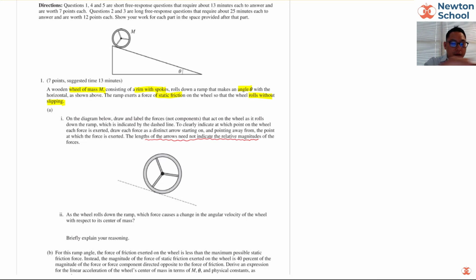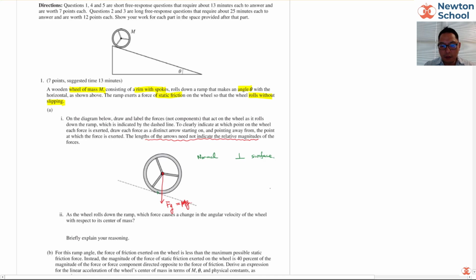All right, obviously you have gravity. Gravity starts from the center of mass, which should be here. So you have gravity, I'll say mg. Then you have the normal force. Remember, normal means perpendicular to the surface in physics, right?